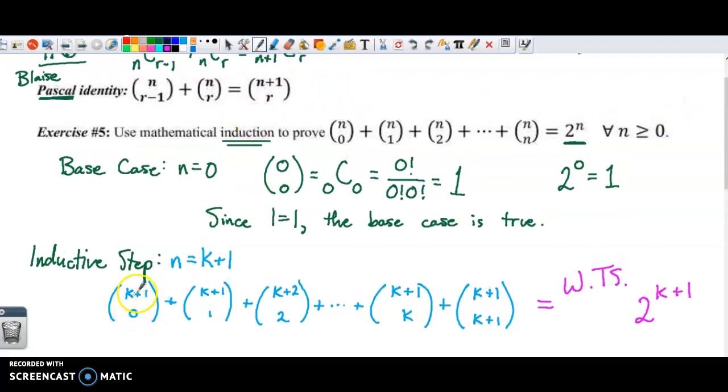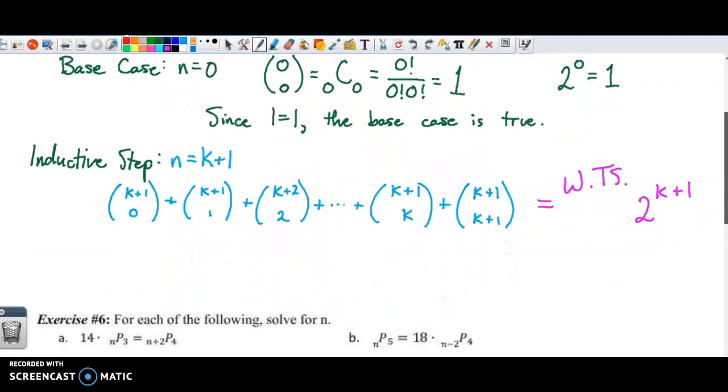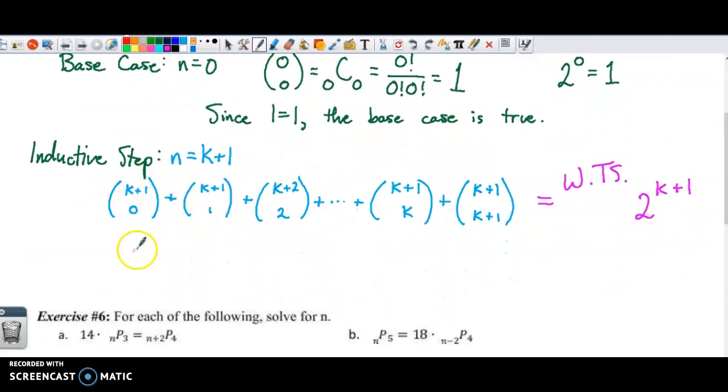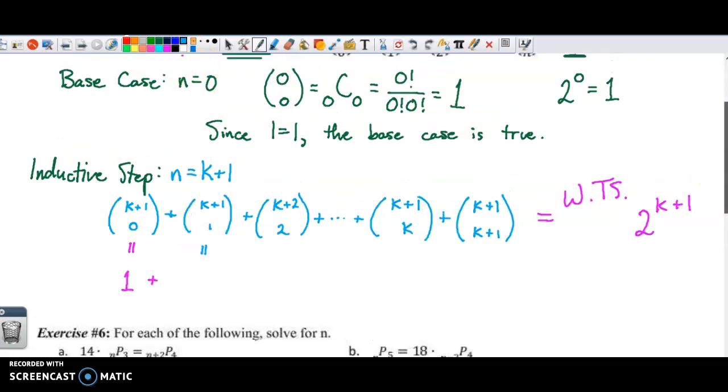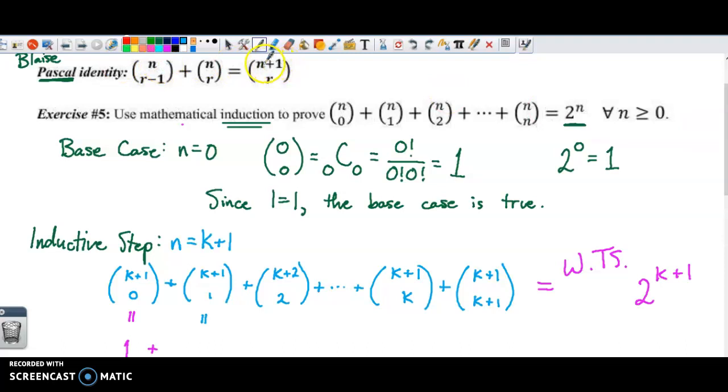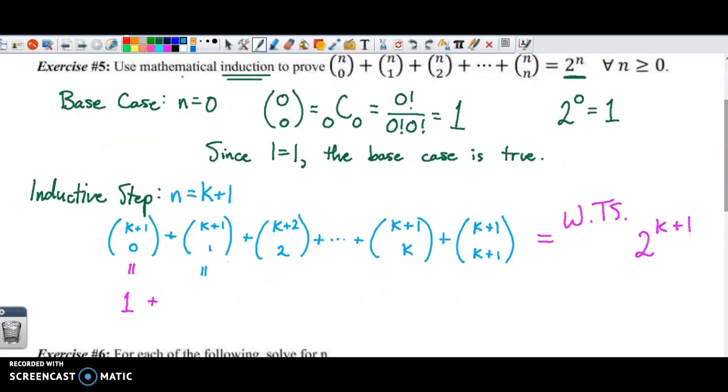Now I can't do anything with the k plus 1 choose 0, but we've done problems like this, and I already know that it equals 1, because remember, it's k plus 1 factorial divided by k plus 1 factorial. Now what I need to do is rewrite this term using Pascal's identity, changing the k plus 1 to k's right here, and what I'll end up with is k choose something and another k choose something.